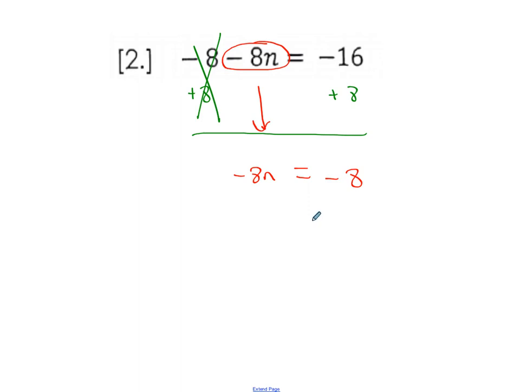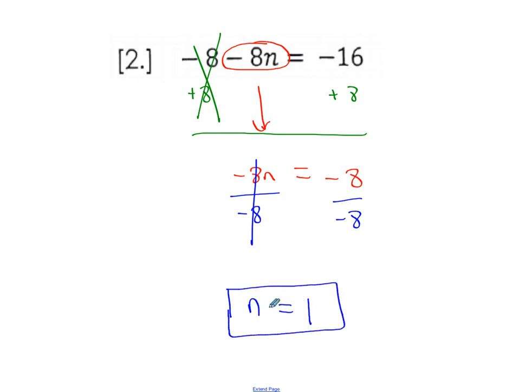Excellent. Divide by negative 8, its coefficient. Divide the other side by negative 8. Negative 8 divided by negative 8 is 1n equals negative 8 divided by negative 8, which is just 1. Do I have to write 1n? That 1 turns into my box there, and n equals 1.